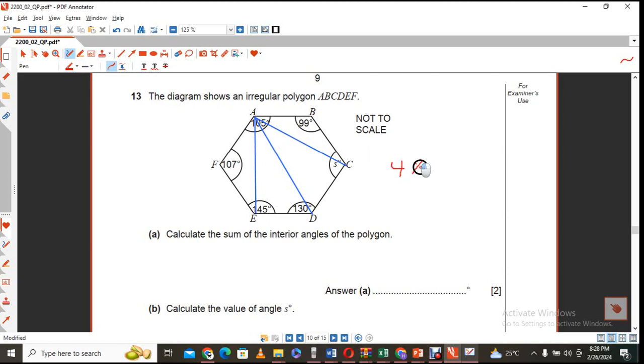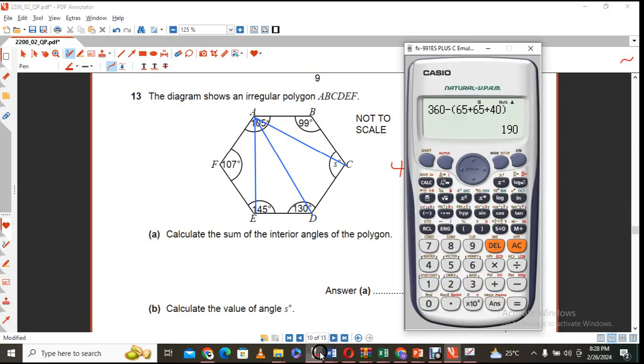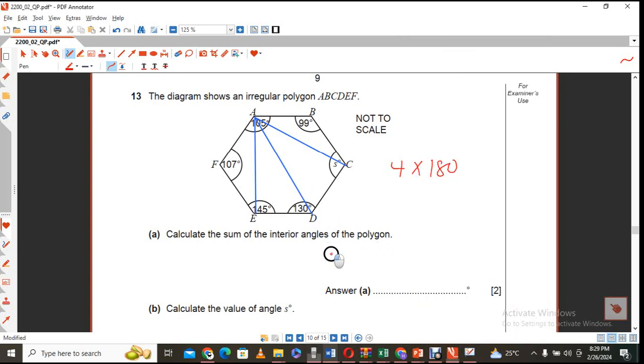You know that the interior angles of any triangle add up to 180 degrees. So I've got 4 of them, so the interior angles of this 6-sided shape, which is a hexagon, should be 720 degrees. The formula comes from 180 times the number of sides minus 2, which is 180 times (6 minus 2), and that's how you get to 180 times 4. So whether it's a regular or irregular polygon, it will still give you the same sum of interior angles.